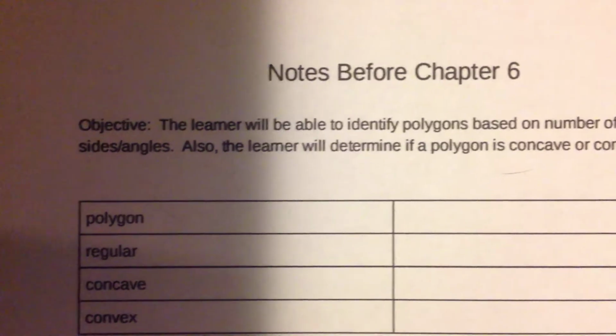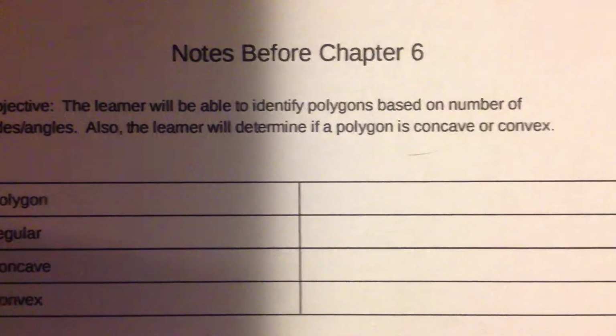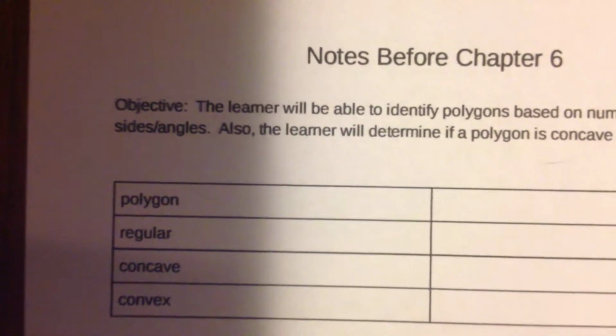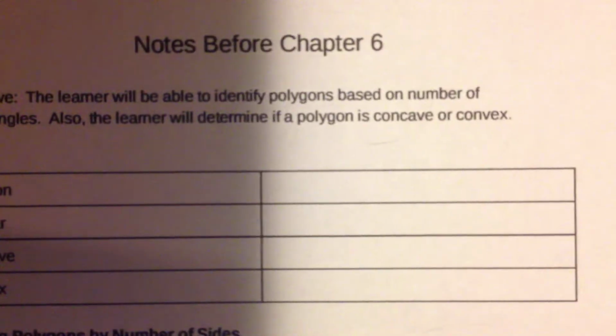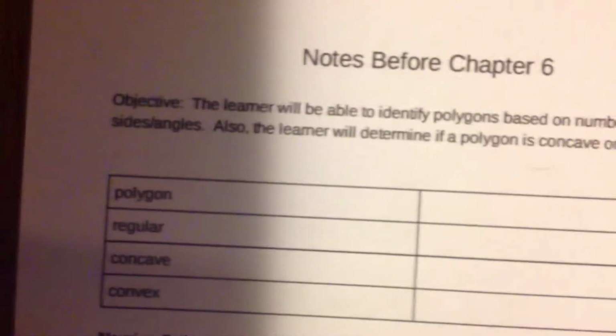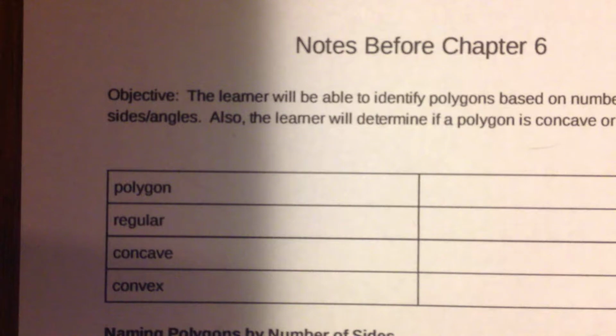In this video, you will be able to identify polygons based on the number of sides or angles, and you will also be able to determine if a polygon is concave or convex. So let's run through some vocabulary words, so we know what they are.